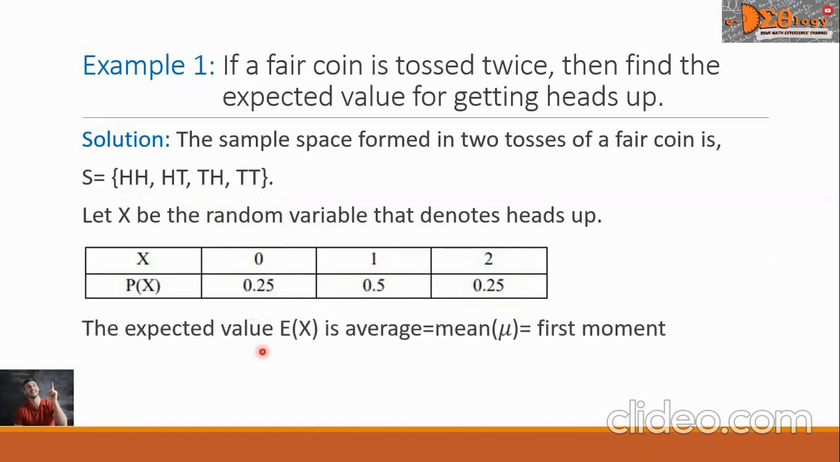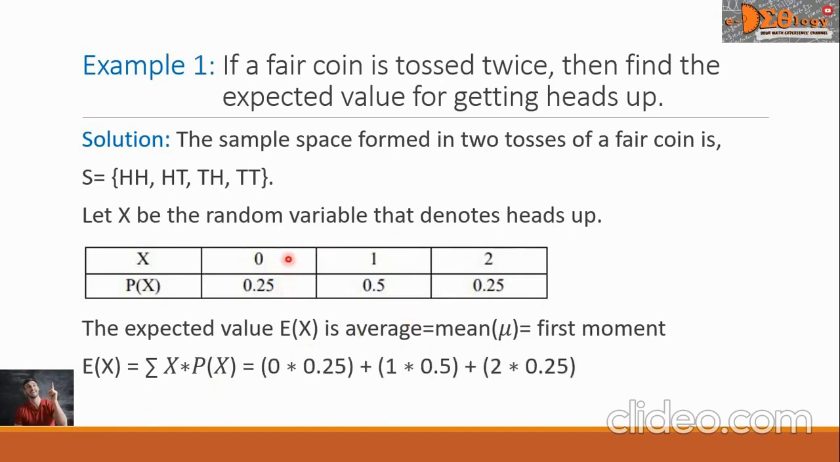So now the expected value, that is the E of X, is the average. This is also equal to the mean, and we write in symbol the mu. Sometimes this is also called first moment. For the formula, we write like this: summation of capital X times P of capital X, meaning we're going to multiply the X with the corresponding probability, and then we will get the total.